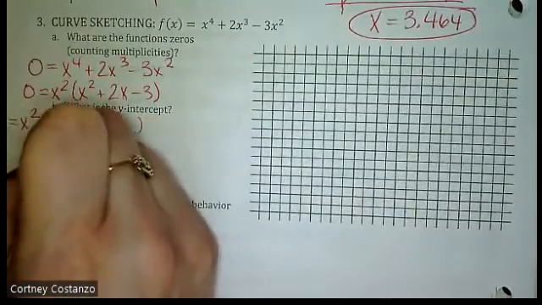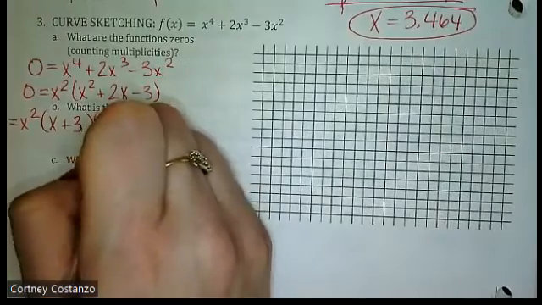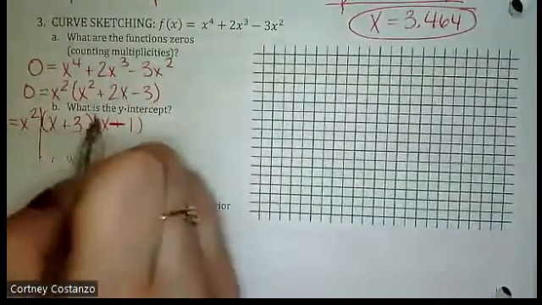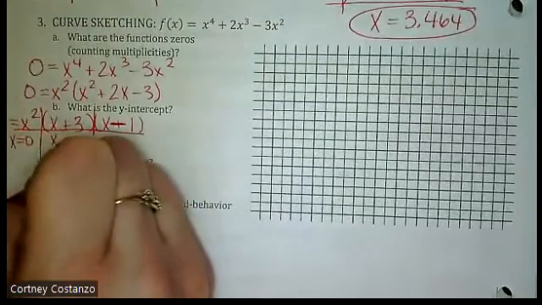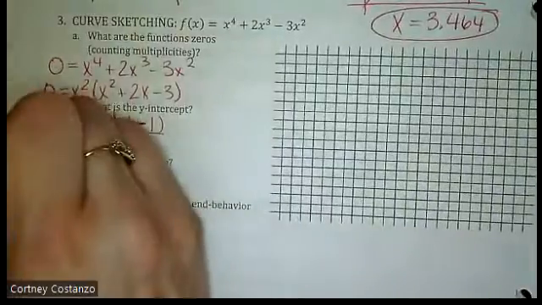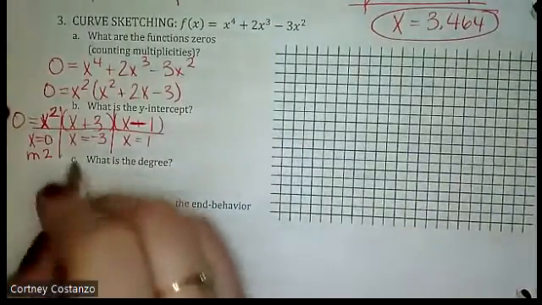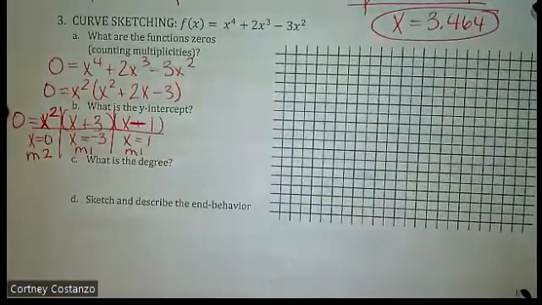So multiplies to negative 3, adds to 2. So that should be plus 3 and minus 1. And so my zeros, if I T-chart this, I get 0, -3, and +1. But because this is an x squared, this is going to end up being a kiss with a multiplicity of 2. This was a cross, so that'll have a multiplicity of 1, and this will have a multiplicity of 1.